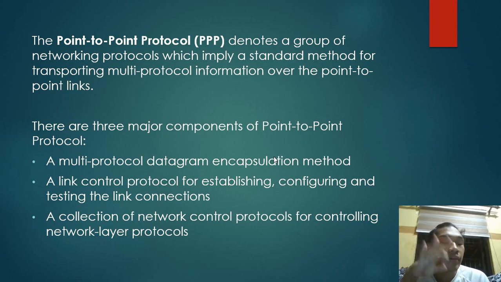There are three major components of point-to-point protocol. Number one, a multi-protocol datagram encapsulation method. Number two, a link control protocol for establishing, configuring, and testing the link connections. Number three, a collection of network control protocols for controlling network layer protocols.